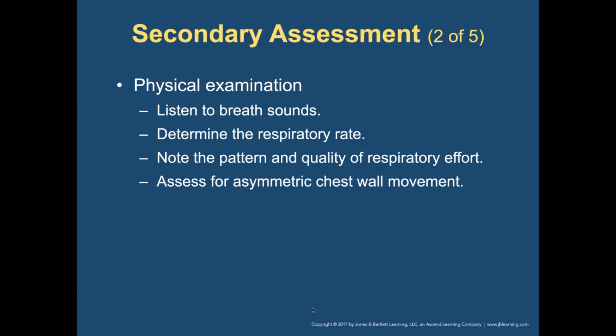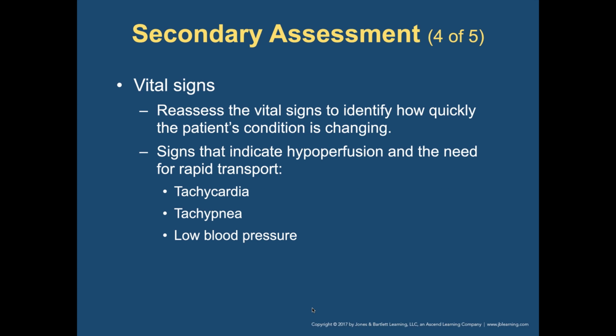Assess their neurologic system. Easiest way to do that is your pulse, motor, sensory function in their extremities and your pupils. Checking their pupils, make sure they react like they should. So like I said, listen to your breath sounds, determine their respiratory rate. We're kind of working our way into your vital signs. Once you've done your head to toe, you can get your vital signs.